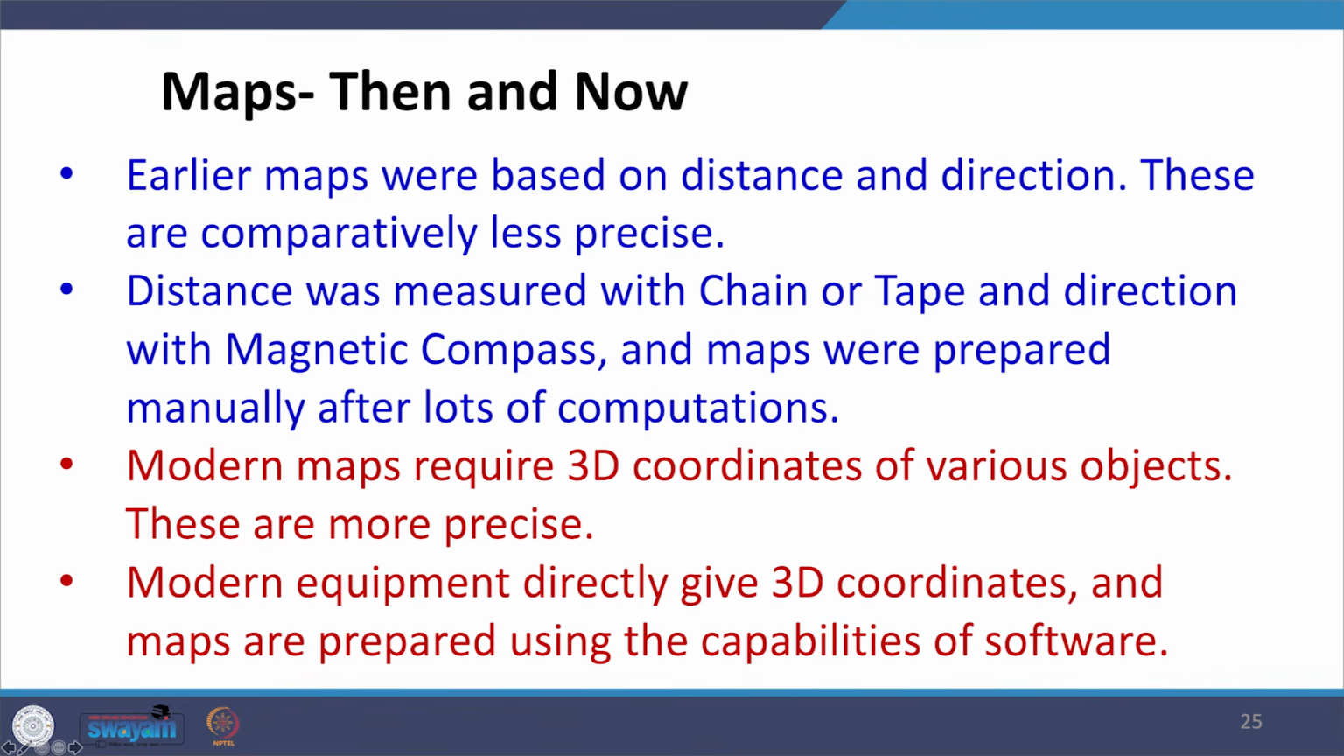But today the modern maps require three-dimensional coordinates, which we can get from LiDAR surveying and from the GPS also, three-dimensional coordinates of the various objects, and these are considered to be more precise than the previous equipment. These modern equipment directly give us three-dimensional coordinates, and we can prepare the maps using the capabilities of the software. So, the process has become much faster and much more accurate.